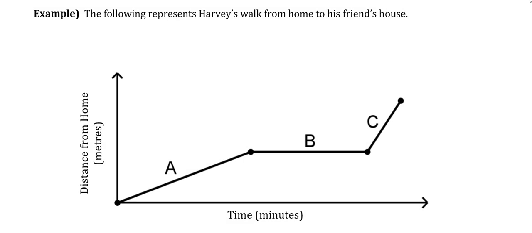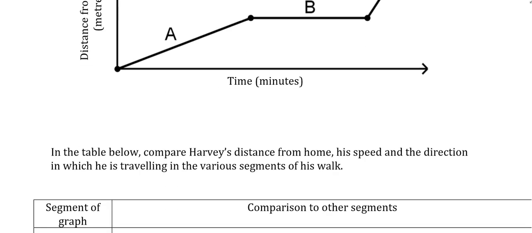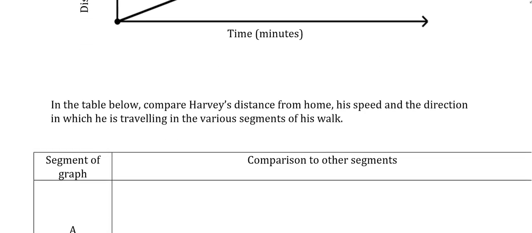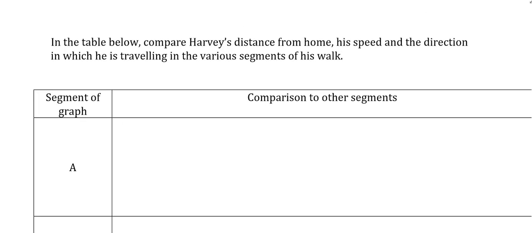The following represents Harvey's walk from his home to his friend's house. So very similar to some of the other ones that we've been talking about. In the table below, compare Harvey's distance from home, his speed, and the direction in which he is traveling in the various segments of his walk. So what I want you to do is quickly chat with somebody close to you about the kinds of things that you could say, comparing one segment to another before you write anything down. Okay, go.